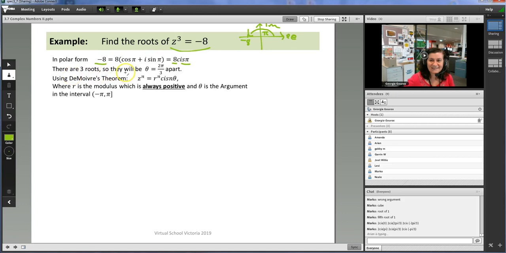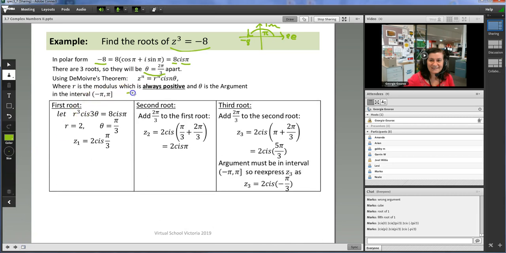So there are 3 roots, and again they will be 2 pi over 3 apart, and we're going to use De Moivre's theorem to work those out. The first root, let's call it Z1. The second root, let's call it Z2. The third root, let's call that Z3. The first root's easy to find. R cubed cis 3 theta has got to be equal to 8 cis of pi. According to De Moivre's theorem, that means that r is equal to 2 and theta is equal to pi on 3. So this is the first root, Z1 is 2 cis pi on 3, and then we just add 2 pi on 3 to that first root to get the second one.